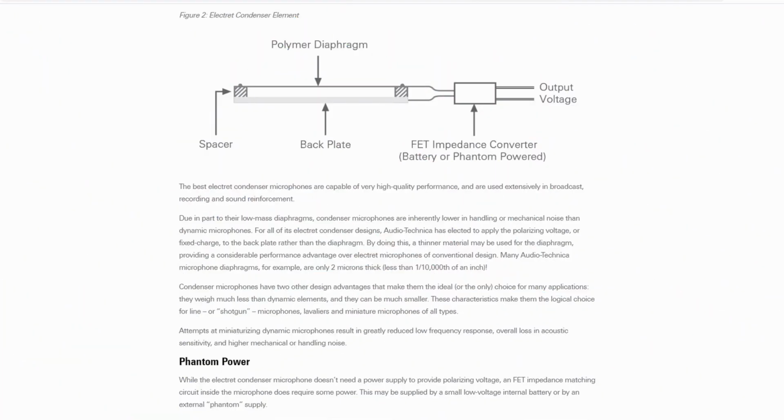On the other hand, a condenser or capacitor microphone uses a membrane and a fixed plate that act as opposite sides of a capacitor. When sound waves hit the diaphragm, this causes the distance between it and the plate to fluctuate, mirroring the sound waves. This movement changes the capacitance of the circuit, creating a changing electrical output.